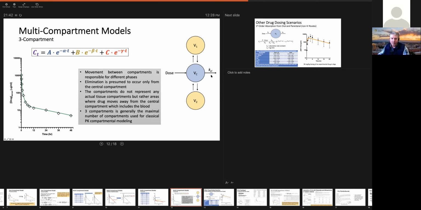Elimination is again presumed to occur only from the central compartment. The compartments do not actually represent any actual tissue compartment, but rather areas where drug moves away from the central compartment, which includes the blood. So I think, and this is important because people think about talking about these as actual organ systems, they're not. There is a specific type of pharmacokinetic modeling where you do that. That's called physiologically based modeling. We will talk about that because that's actually a quite advanced way to look at some drugs and their metabolism, and you can do some pretty cool stuff with it.